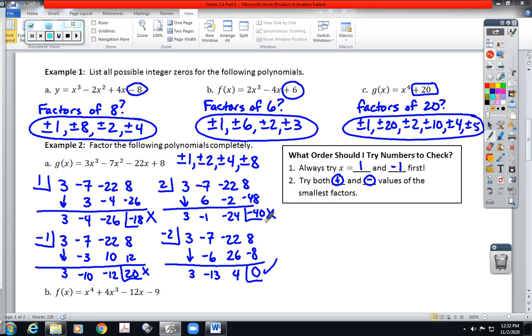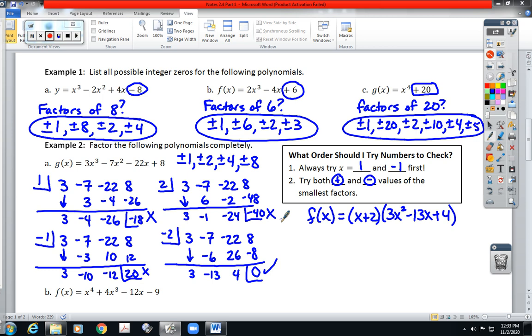-2 works. Now what that means is that f of x is x plus 2, because -2 is in the box. Yeah? So x minus -2 is x plus 2 times 3x squared minus 13x plus 4. These three numbers tell us the rest of it, right? So 3x squared minus 13x plus 4. So we're using synthetic division to factor.